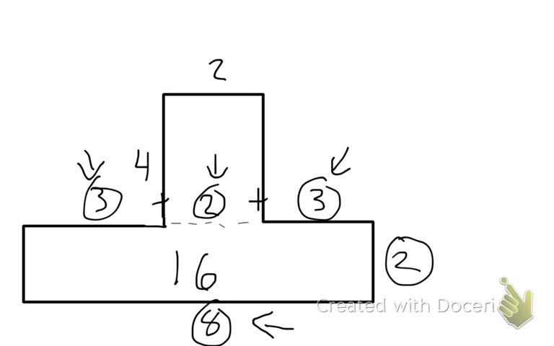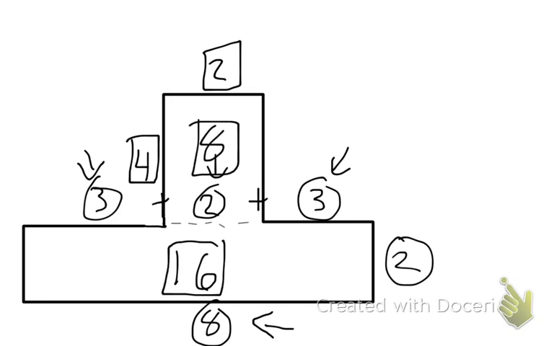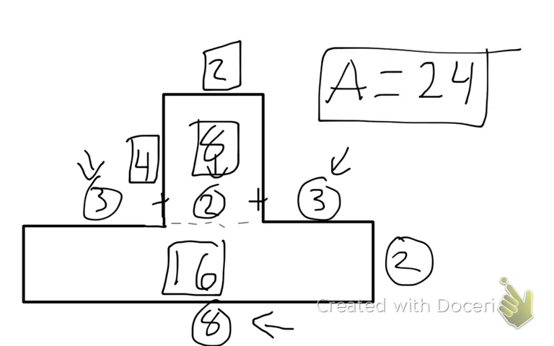So if that's 2, that means that top is 2. So now I have a rectangle with a base and height of 2 and 4. So the area of that top section is 8. The bottom section is 16, which means the whole thing is going to be 24.